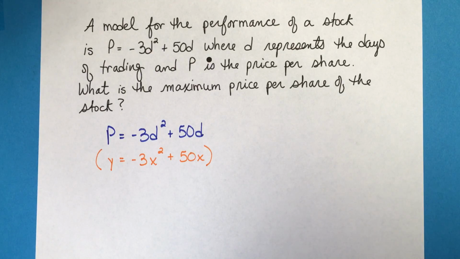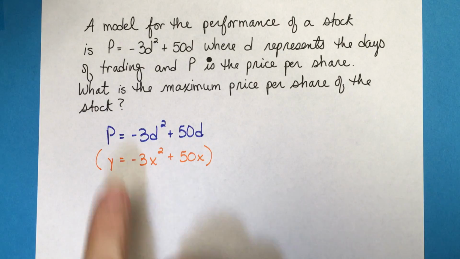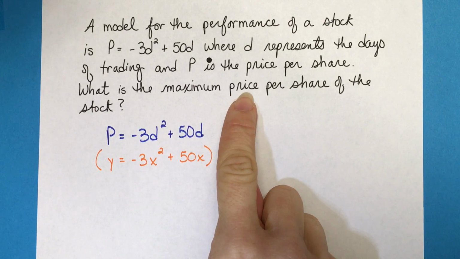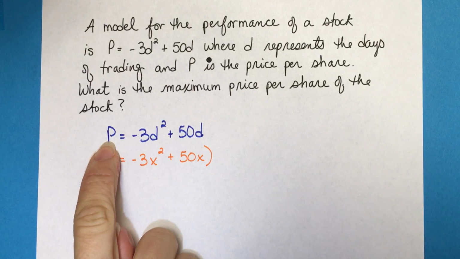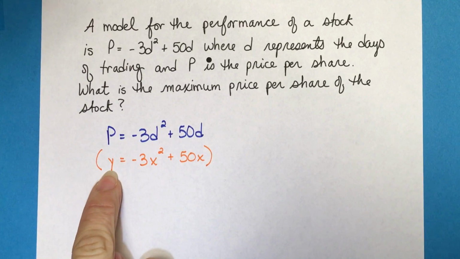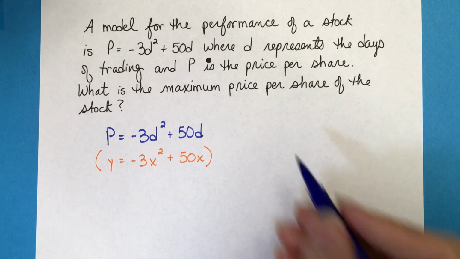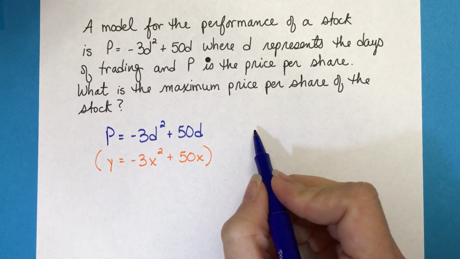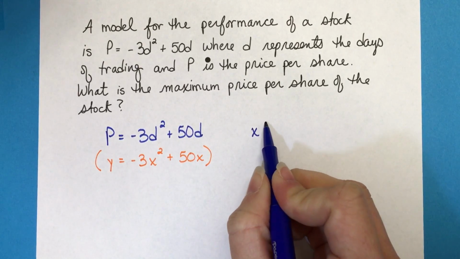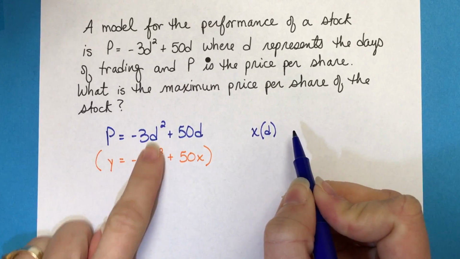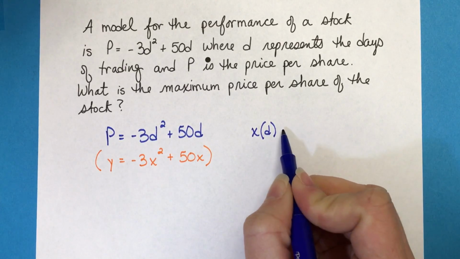Now, it wants to know what is the maximum price. So, of course, price is P, which means you've got to come up with y. Well, if this maximum is going to be at your vertex, you need the y coordinate of your vertex. But before you get the y coordinate of your vertex, you have to get your x coordinate. So let's start out with finding x, which is equivalent to the d. Remember, x and d are interchangeable here.